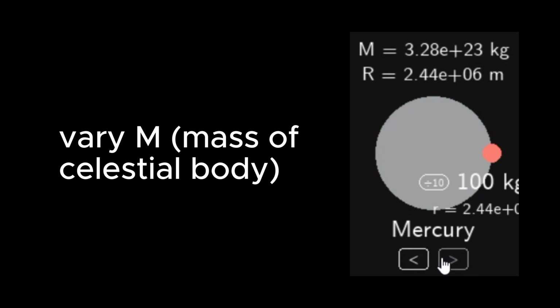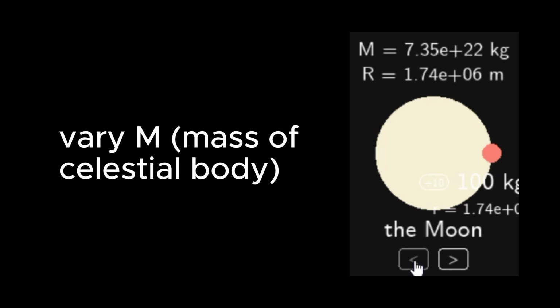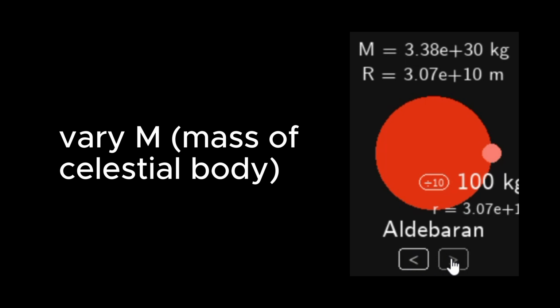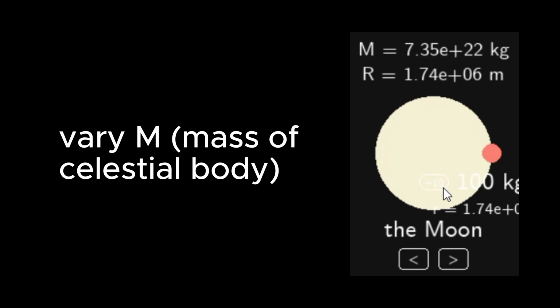The second was the current value of big M. I wanted to vary this by allowing the student to vary between different celestial bodies. So for example, they could vary between the Earth, the Sun, the Moon, other stars, exoplanets, etc.